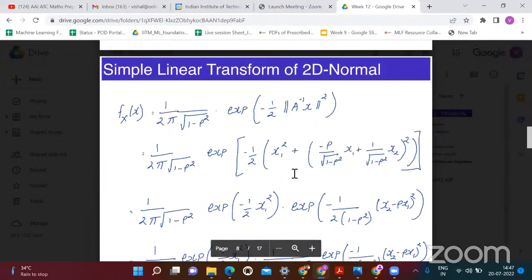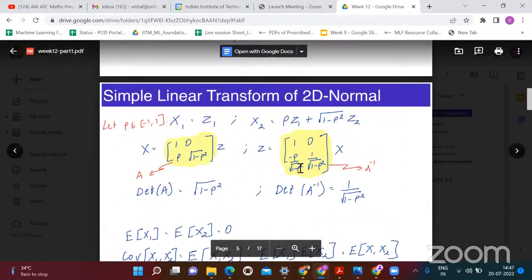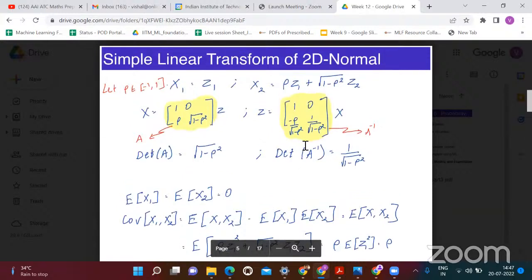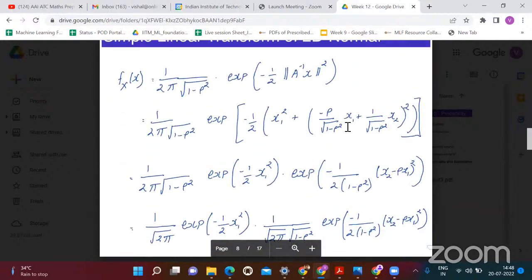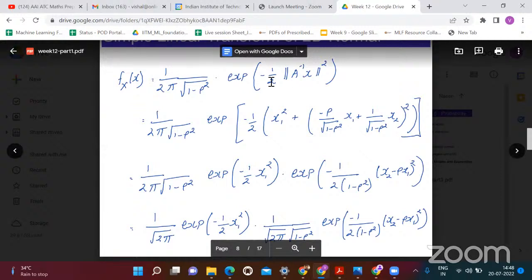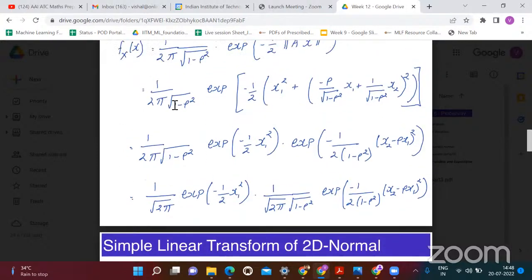So here you got x1 squared, and for the second column, minus rho upon under root 1 minus rho squared. Similarly you got for x1 and x2, for example, minus rho x1 upon under root 1 minus rho squared plus x2 upon under root 1 minus rho squared. So this we got here, and that is in the mod form, so that's why it's written as x1 whole squared plus this whole squared. And if you just take the value under root 1 minus rho squared and put it here, you will see this.